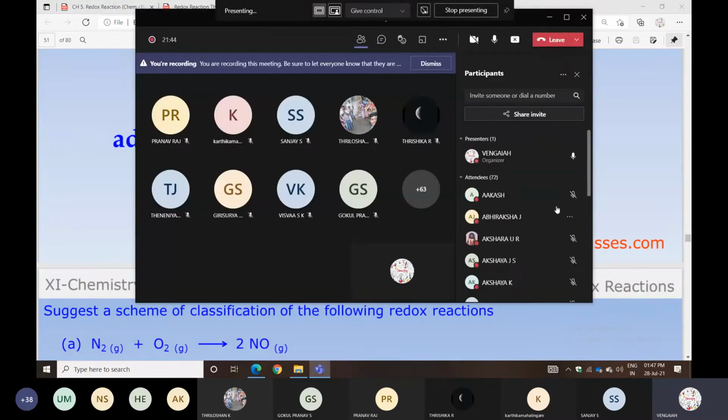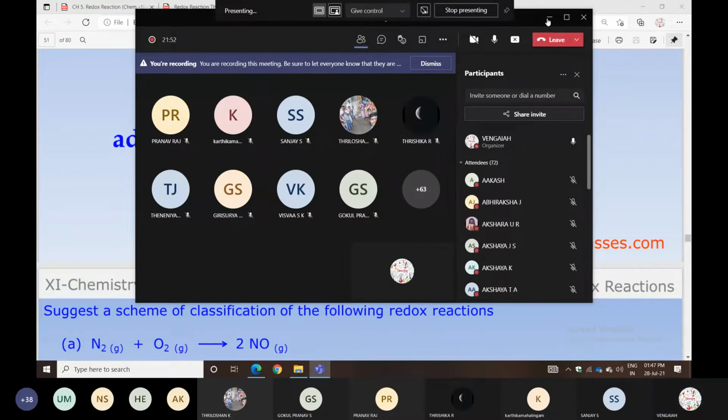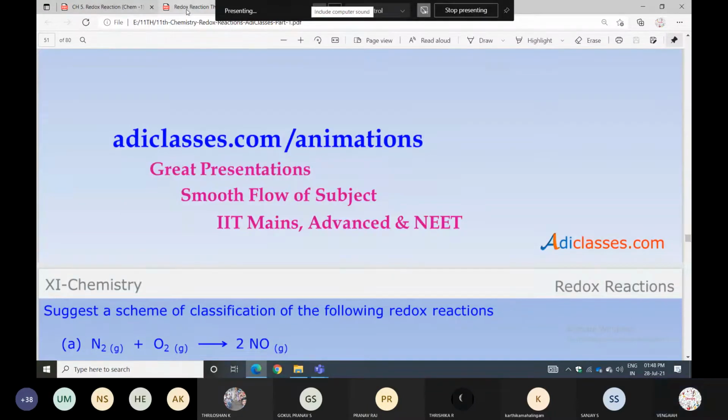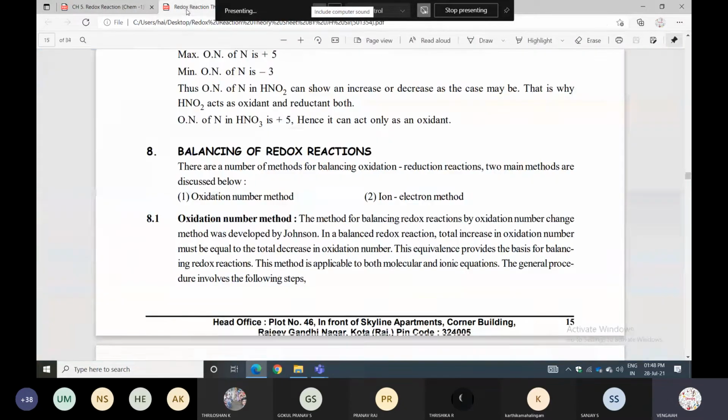So today's class we will discuss balancing reactions. Balancing reactions are very, very important. Already you studied this in 10th standard, and you know how to do balancing reactions. So here, listen to what is extra. There are a number of methods for balancing reactions. Out of those, the two main important methods are discussed below.